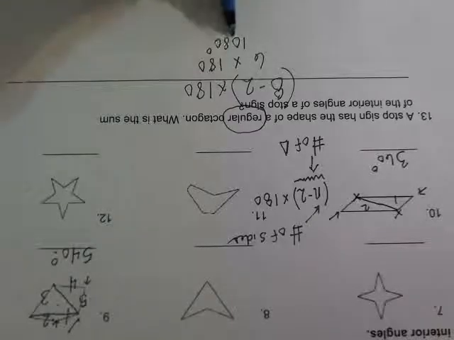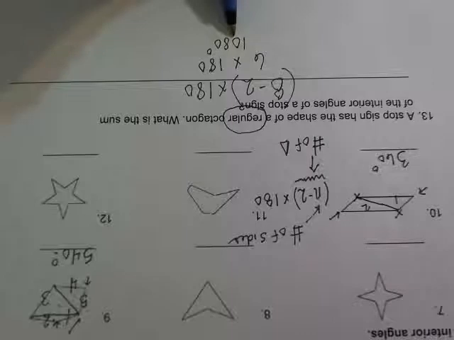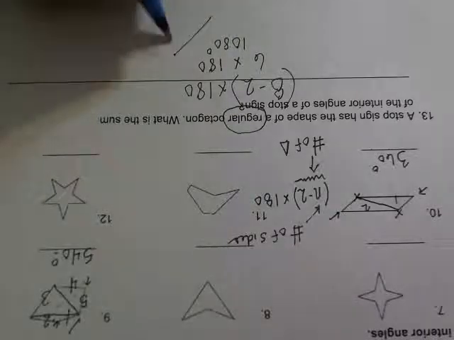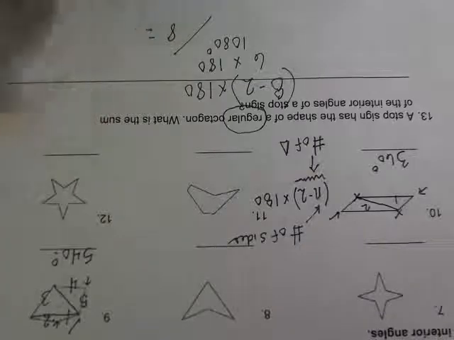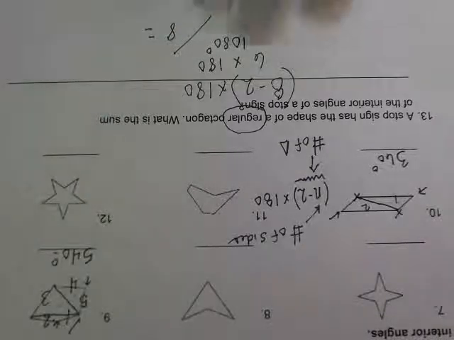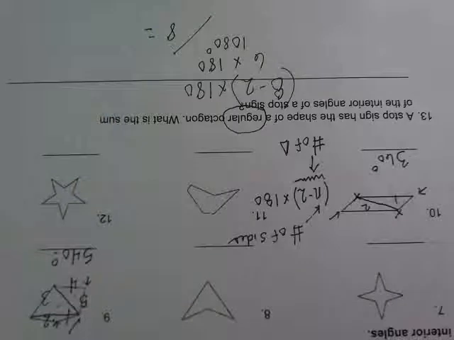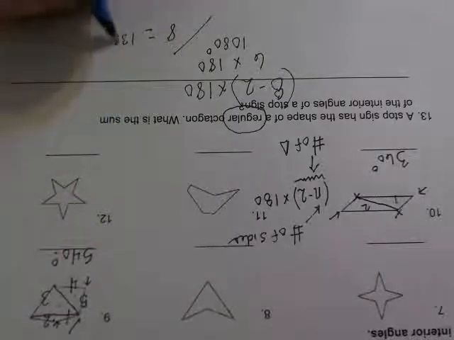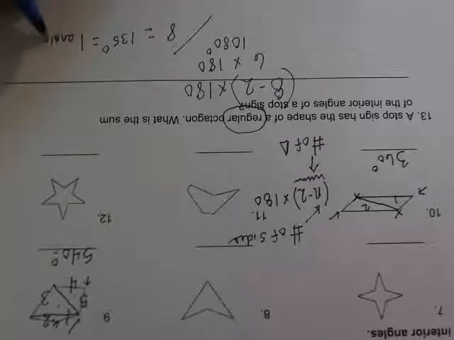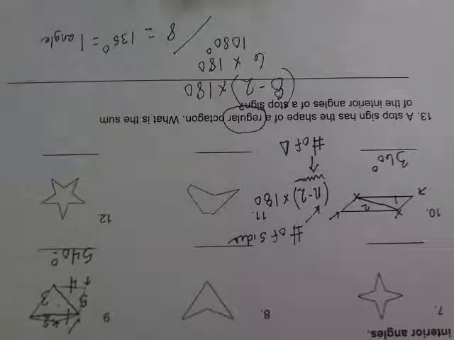So if we know that they all add up to 1,080 degrees, and we know that each one has to be the same, if I was asking you to find one angle in the octagon, which they're not, but they might eventually, then what I would do is take that solution and divide by 8, because there's 8 angles in the shape. And when I take 1,080 and divide by 8, that's 135. So one angle in the regular octagon measures 135 degrees.